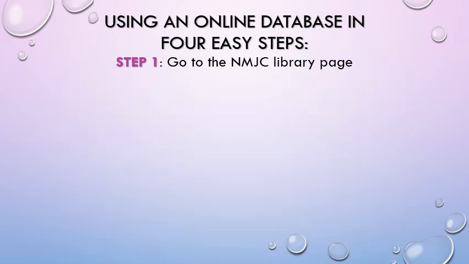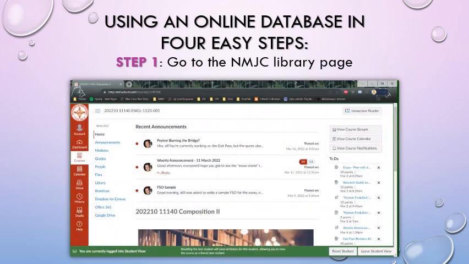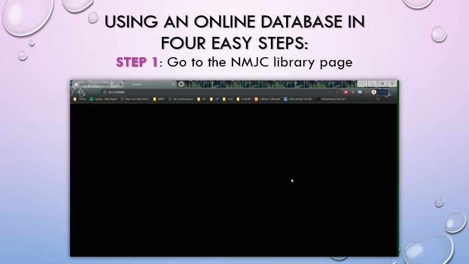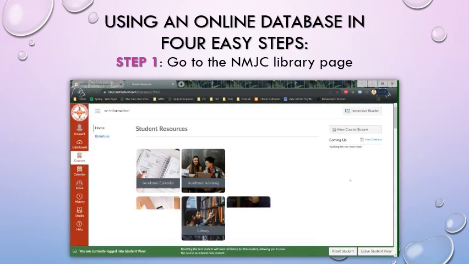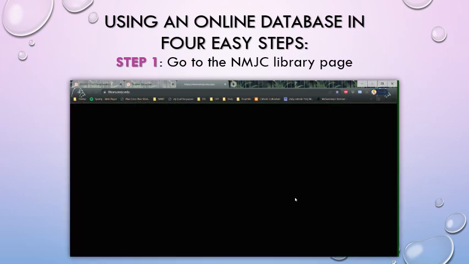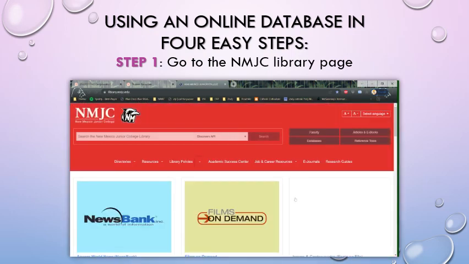Another way to get there is through Canvas. So once you're in Canvas, you're going to scroll down to Help. Then you're going to go to Student Resources. Then you're going to go over to where it says Library. Click on Library, and there you go. You're back to the library page again.